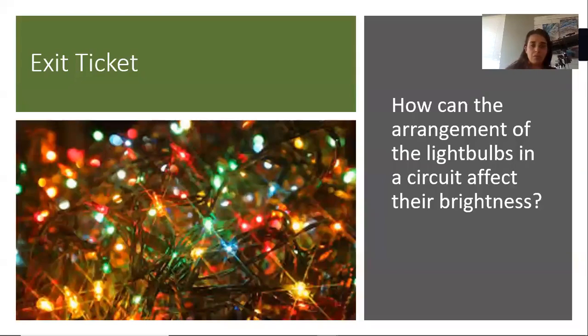Okay, so our exit ticket for today is: how can the arrangement of the light bulbs in a circuit affect their brightness? All right, so in your own words, you're consolidating everything that we just discussed. And for tomorrow, we are going to be diving a lot deeper into what parallel circuits are. So for today, we're just wrapping up. The last key point was about series, but we didn't talk about how the brightness is affected in a parallel.